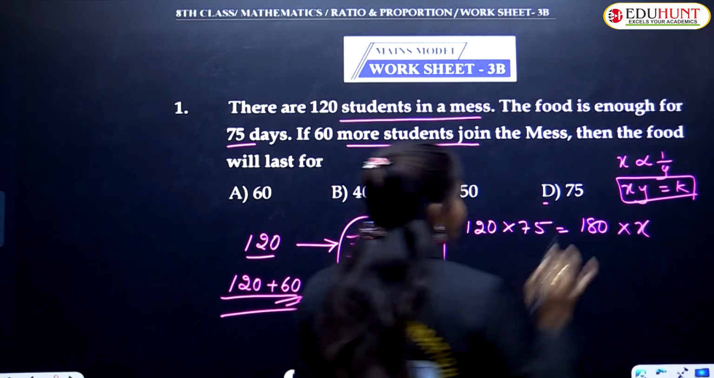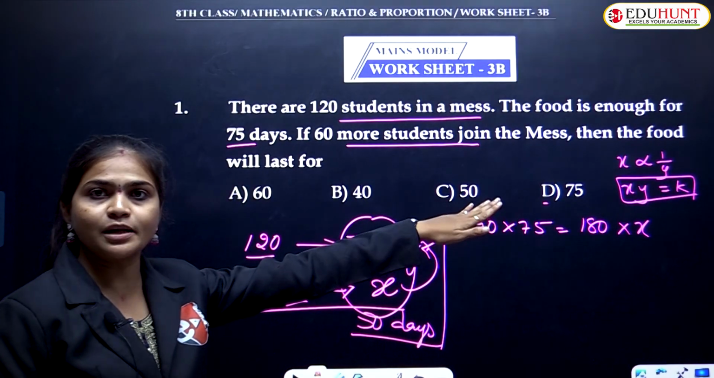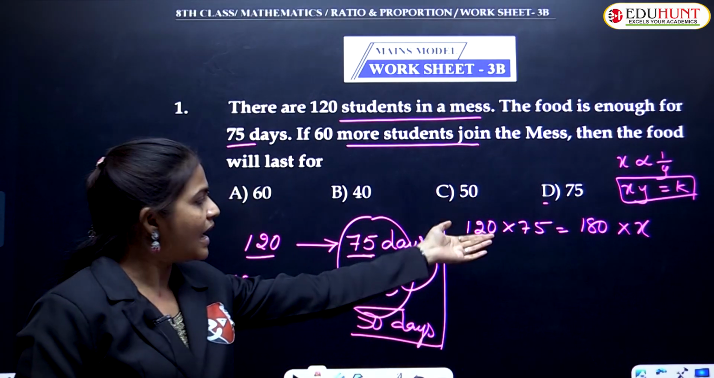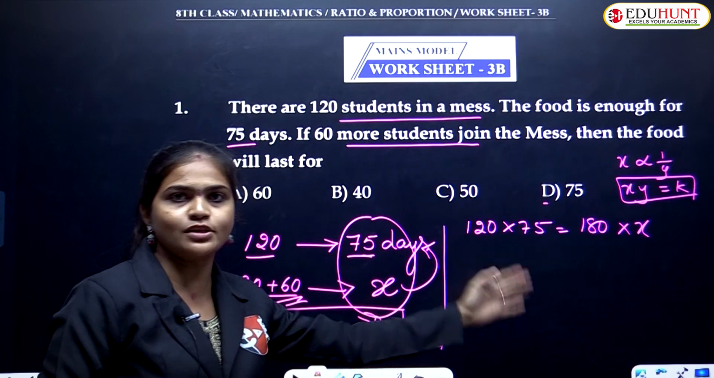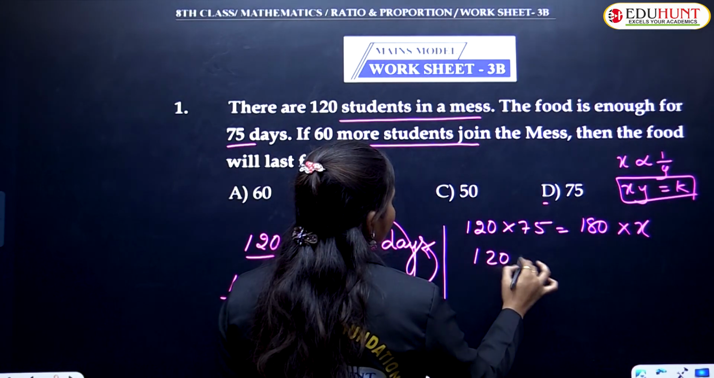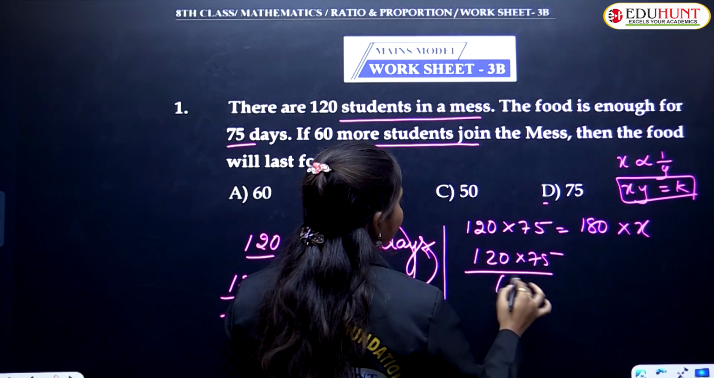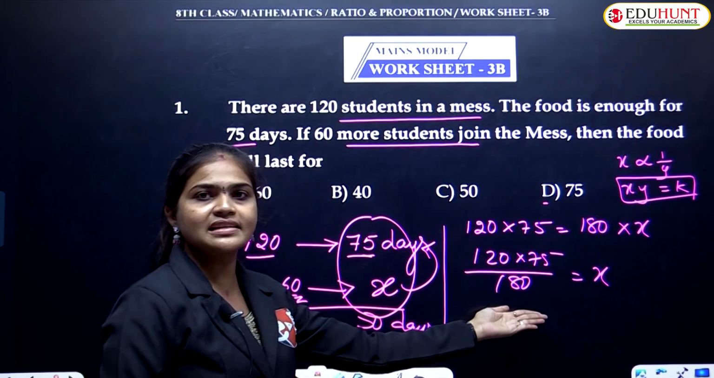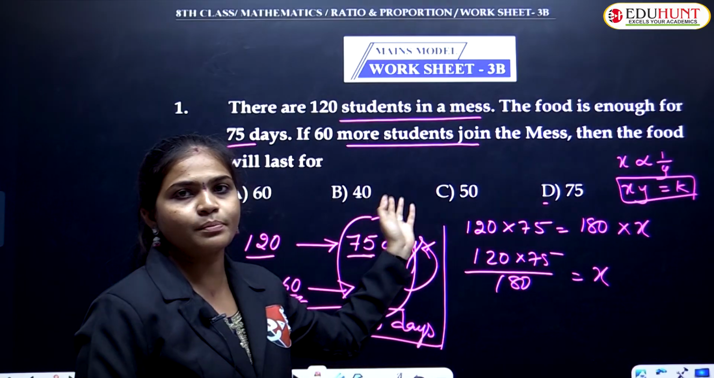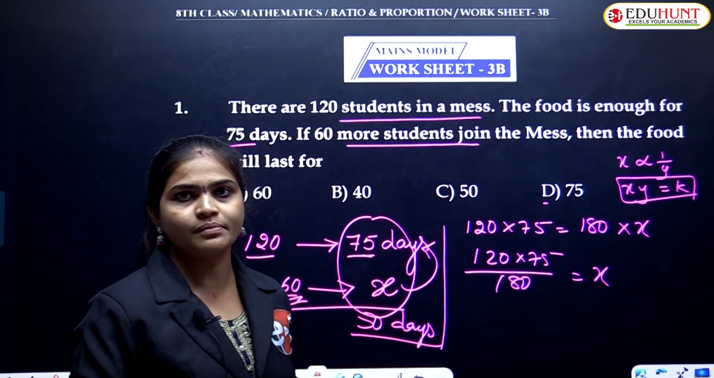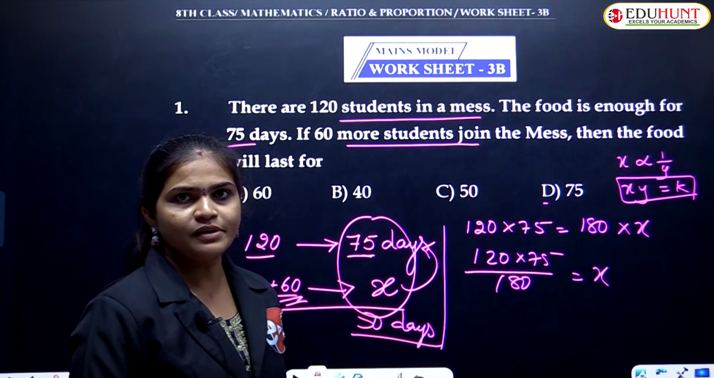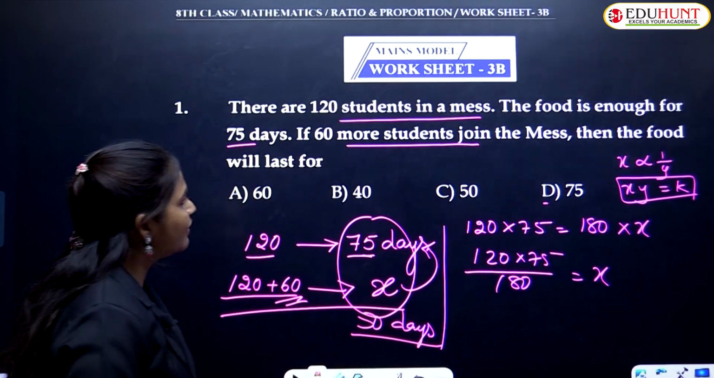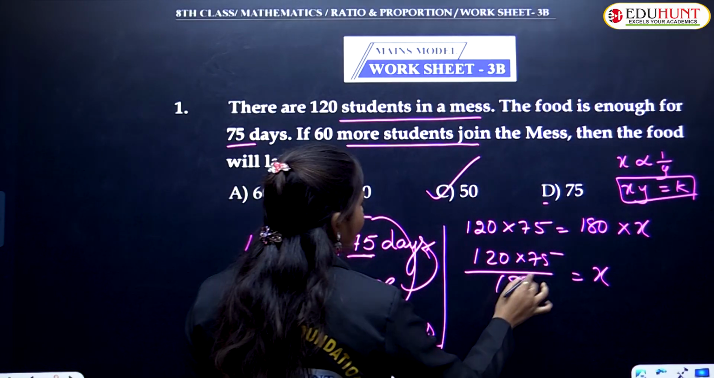180 into x. Okay, directly without using that proportion, directly also you can write, and here onwards you will get the same steps. Okay, 120 into 75 by 180 is equal to x. By using this process also we are getting the same relation, as well as by using proportion also we will get the same relation. Okay ma, here onwards simplification is common. So finally our answer is 50 days, we got it, no?